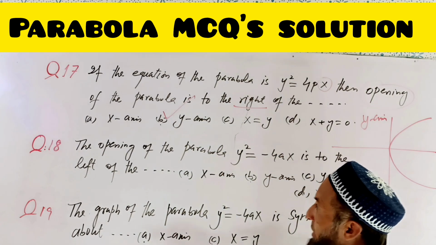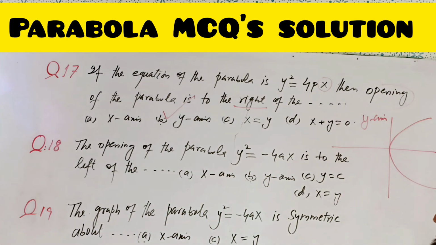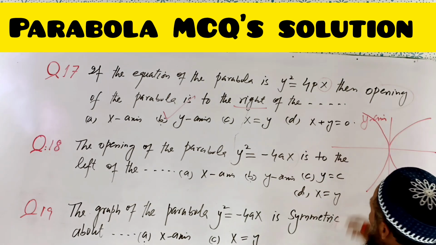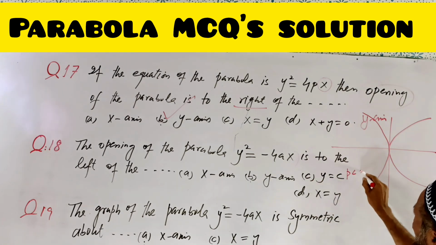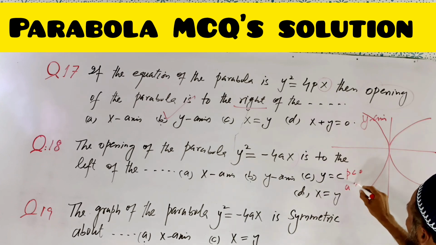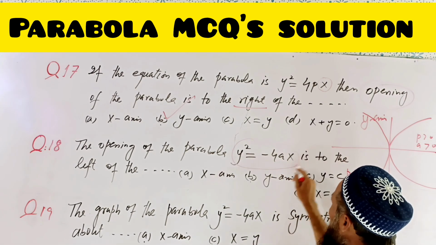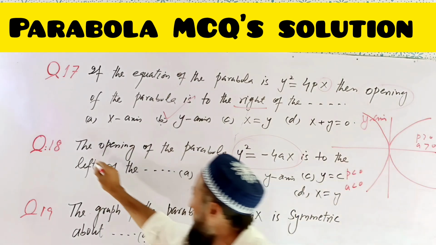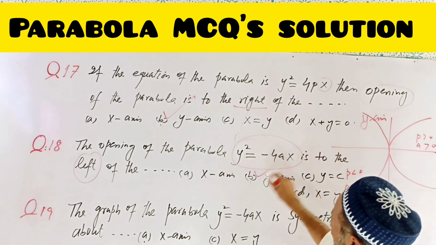Similarly, question number 18: the opening of the parabola y square is equal to minus 4ax along the x-axis. Here p is less than 0, and in the other case p is greater than 0 and a is greater than 0. But in this situation, the parabola is along the x-axis but negative, on the left side. So what is the answer along the y-axis? Again, along the y-axis.